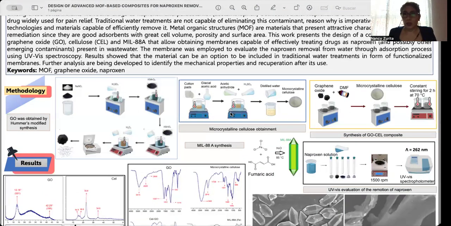How did we make this material? Well, here in the methodology, we observe that the first step was to obtain graphene oxide. Graphene oxide was obtained by Hummers' modified synthesis, which is a very well-known synthesis. After we obtained the graphene oxide, we also obtained microcrystalline cellulose using cotton pads as precursor. After we had the cellulose and the graphene oxide, we made a composite by mixing this material with 2% graphene oxide and 98% cellulose.